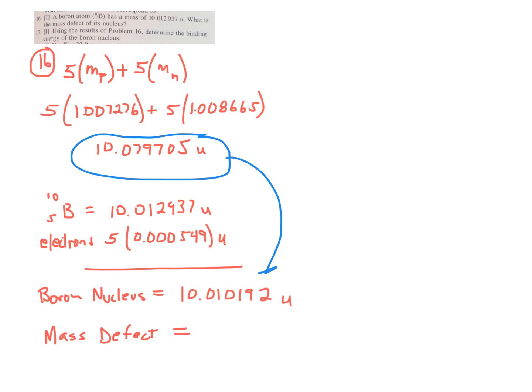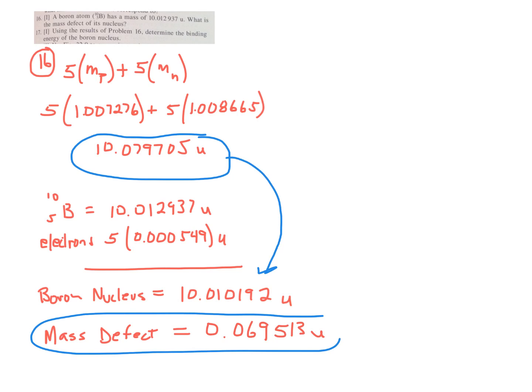You can see that this blue circle, the mass of the individual particles, is more than what the actual nucleus is. So there's a mass defect. There's some quote-unquote missing mass there. And if we simply subtract those two, the mass defect is 0.069513 atomic mass units. That should be atomic mass units. All right, so that is the mass defect for the nucleus.